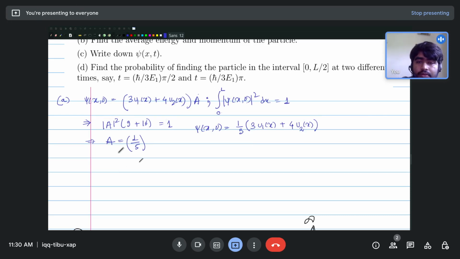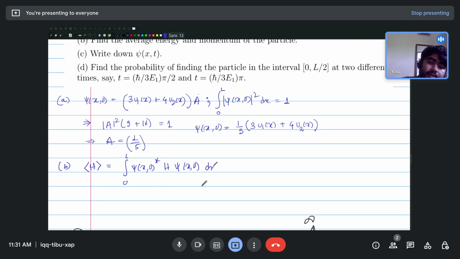All right, so let's see how do you find the energy. To find the energy, you have to calculate the expectation value of the Hamiltonian over this normalized state. So you just put the normalized psi in this, and calculate the integral of psi x0 star H psi x0, from 0 to L, and you are done.